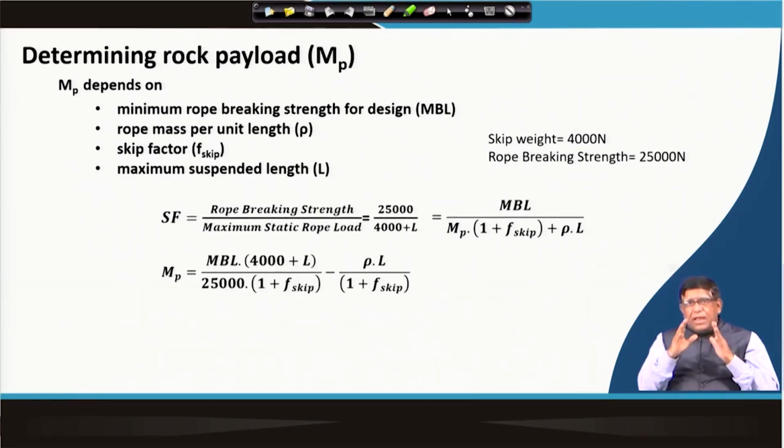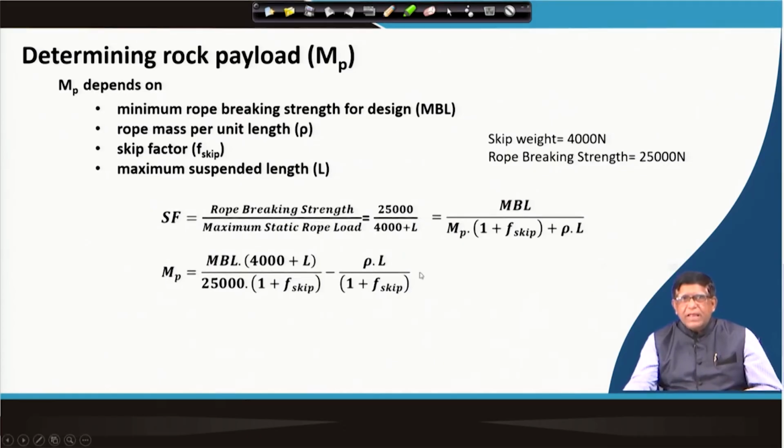In this way you can determine the safety factor. Similarly, the payload can now be calculated from this relationship of the safety factor. You can get this equation if you know the rope breaking strength, and for the given skip weight, rope length, and skip factor, you can calculate it.